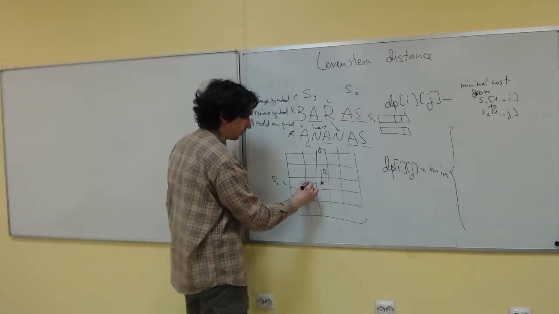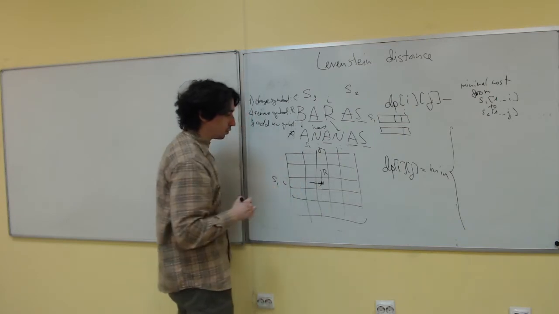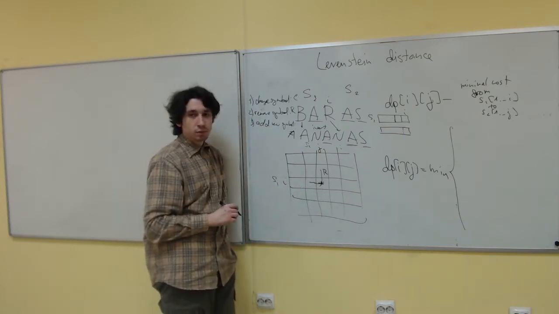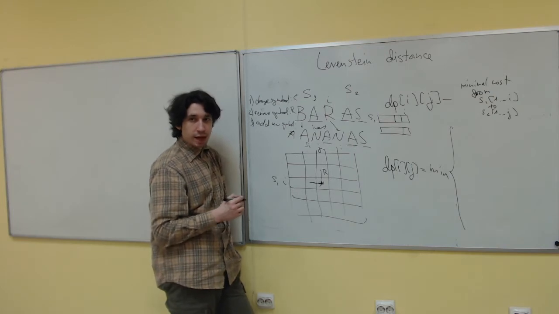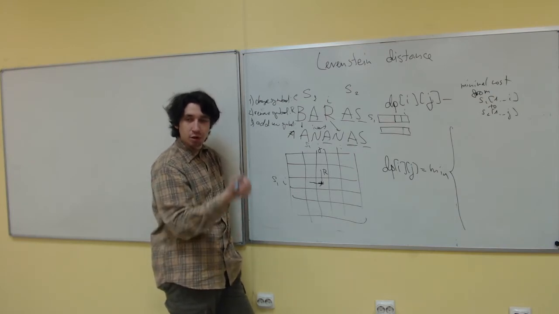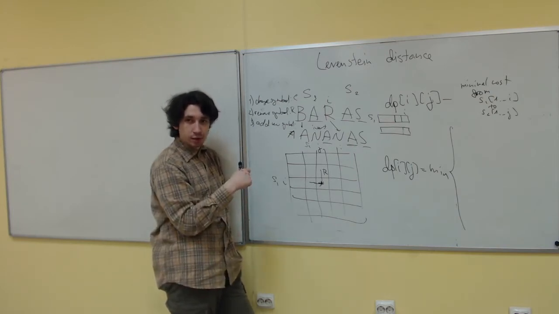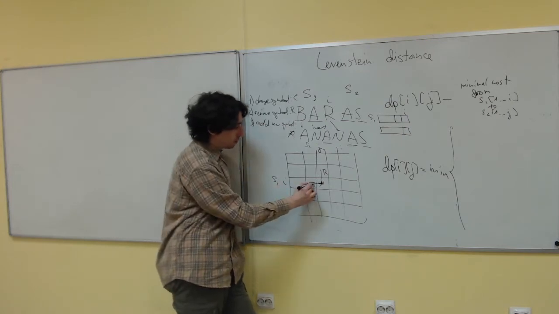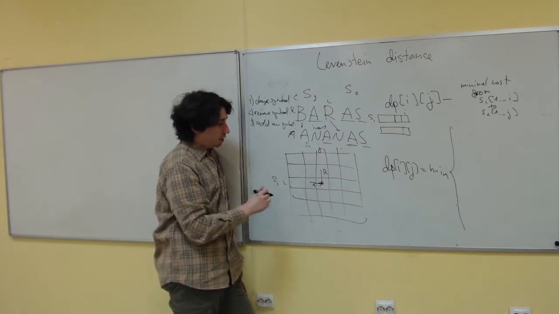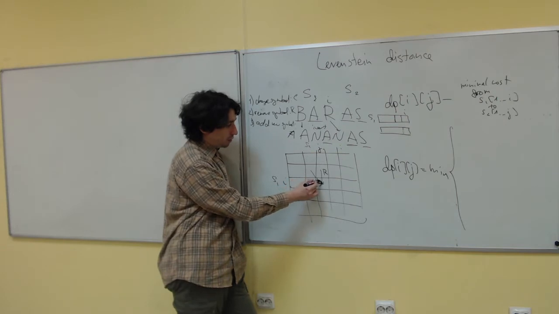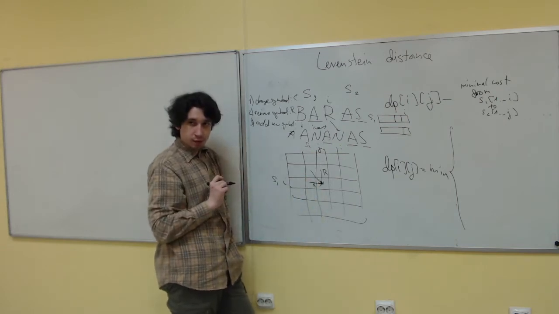Then, from the left, what should we do? Then we should add this. Yeah, because this symbol is in S2 but not in S1 yet. So we want to add it. And from here, it will be a little bit more complicated.